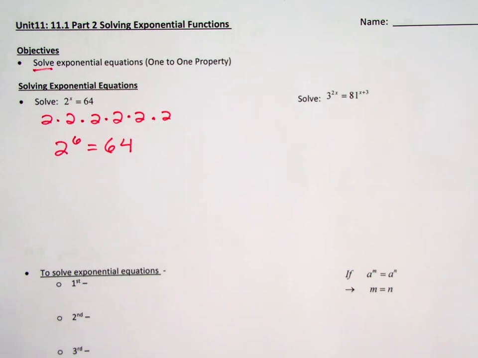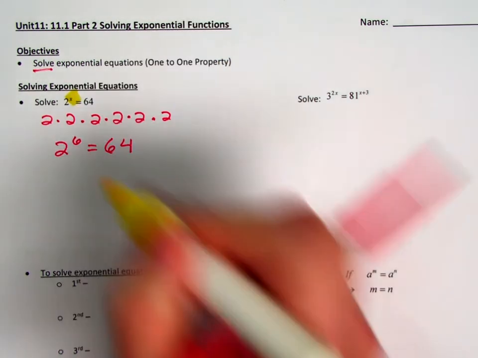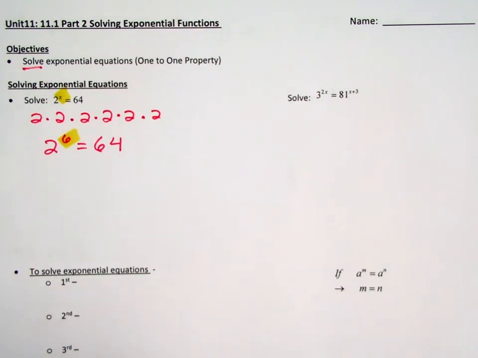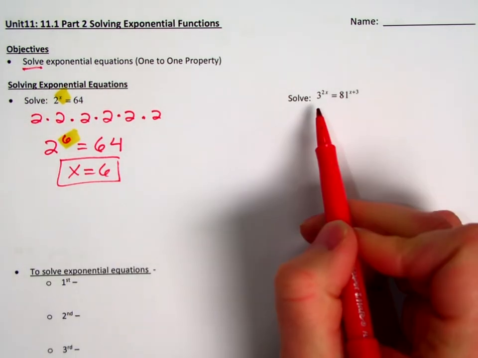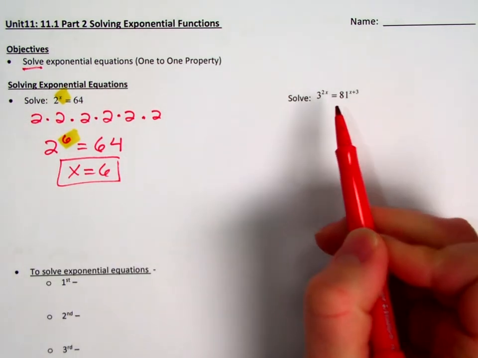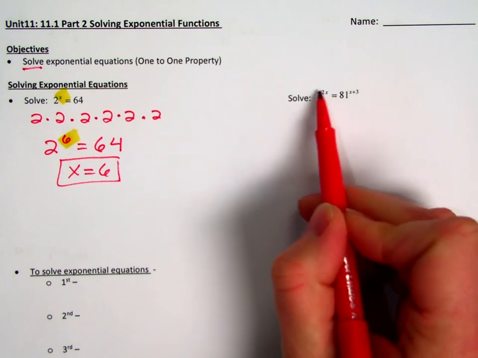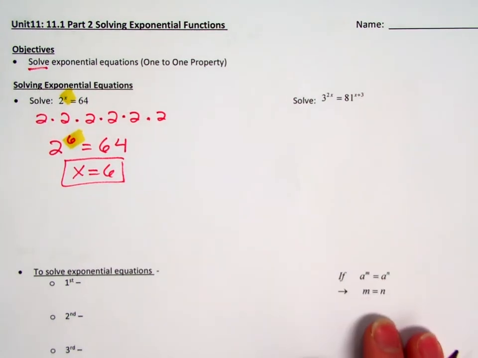And now when I look back at my original equation, my exponent was the x. Well, now my exponent is 6, so I know x has to equal 6. But if I look at the next equation, I can't really do that same thing because there's variables in both exponents. So that means we have to think about things a little differently.